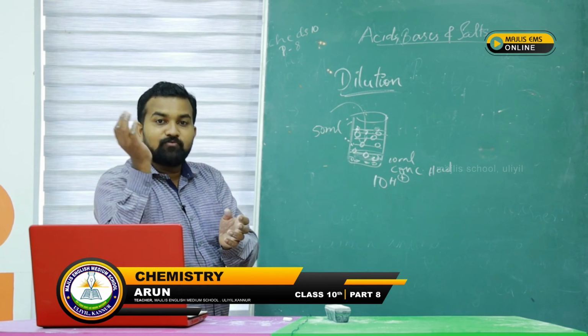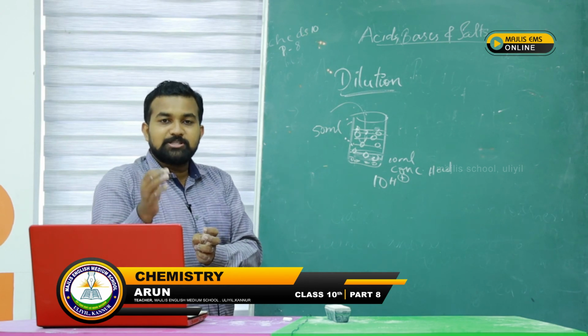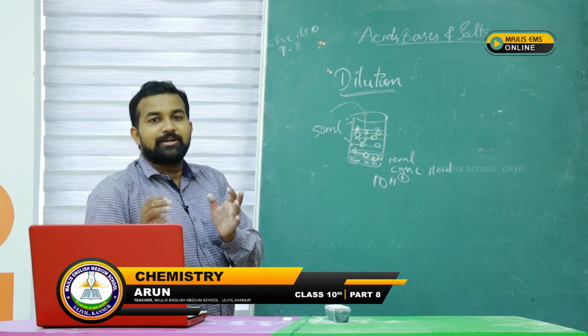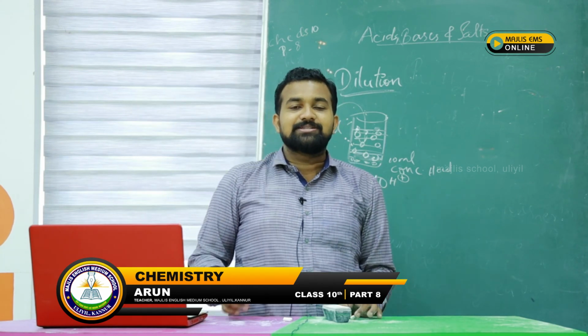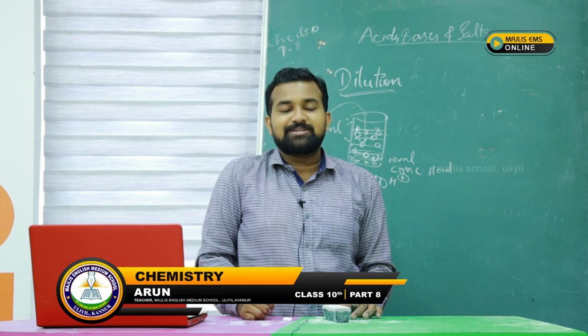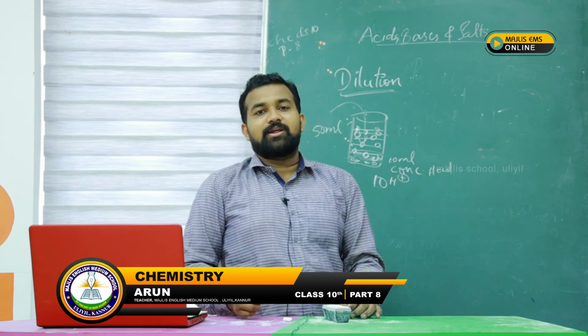So when we are adding water into acid or base, this process of addition of water into acid or base is called dilution. So the decrease in concentration, reducing the concentration, is the process which is undergoing when we are diluting acids or bases. I hope everything is clear. Okay. So if you have any doubts, you can ask. Thank you.